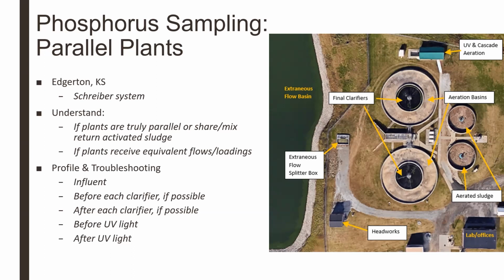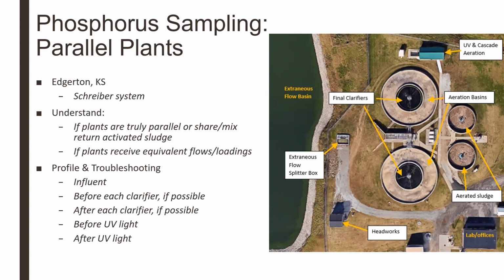So for profiling and troubleshooting this plant, we're going to look at the influent, just like every other plant, and then before each clarifier if possible. And the reason you want to do before each clarifier is that that is going to tell you whether or not, as the water leaves the aeration basins, the biology in the aeration basin has caused phosphorus to be consumed and put into the biology of the plant.